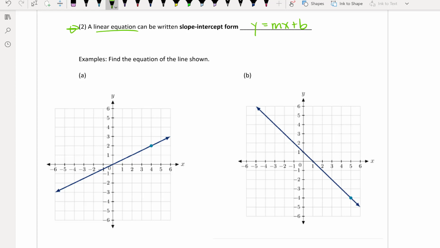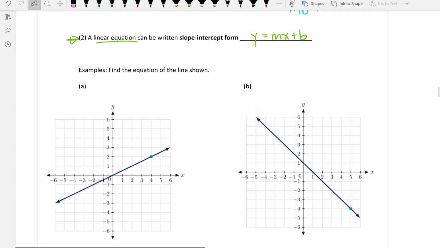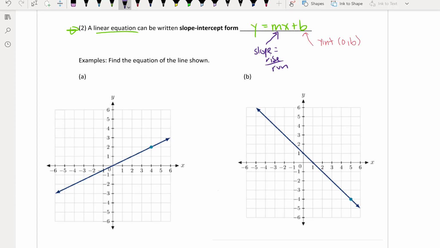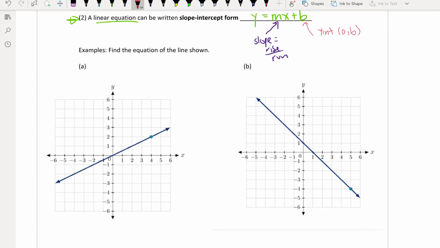So let's find the equation of the line below. Remember that the b value is the y-intercept, that's your (0, b), and your m is really your slope, which is your rise over your run. So let's see if we can figure out the y-intercept. The y-intercept is here. So my y-intercept is (0, 0), which tells us that the b value is equal to 0.